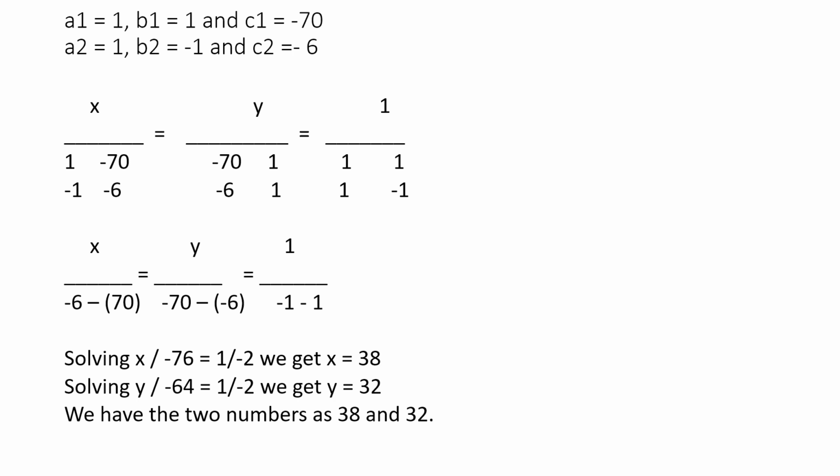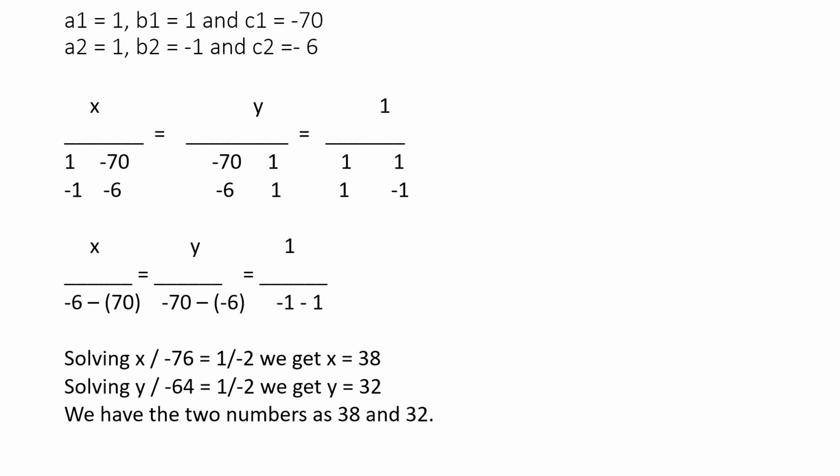X upon. Now remember, the simple trick is when you are writing x upon the coefficients, just ignore all the coefficients of x and for the remaining coefficients write them in that order. Means x upon b1 which is 1 and c1 minus 70, and b2 minus 1, c2 minus 6. So for x we ignore the coefficients a1 and a2. Similarly for y we ignore b1 and b2 and write the remaining in order.